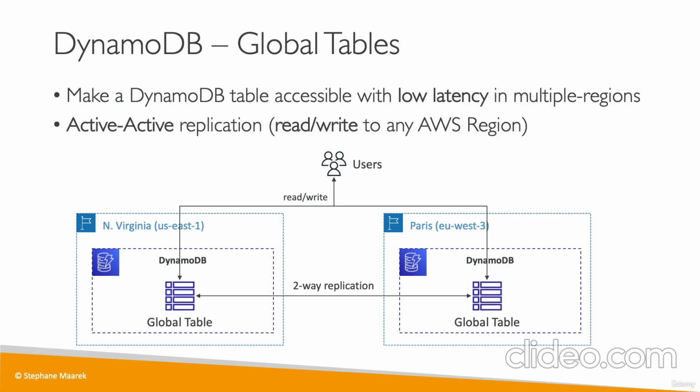So the fact that there is read-write access to any region of AWS on this global table makes it an active replication, because you can actively write to any region and it will actively be replicated into other regions. Okay? So that's all you need to know for the exam. I will see you in the next lecture.